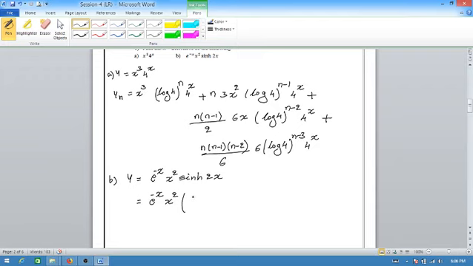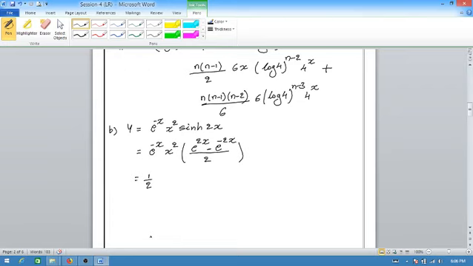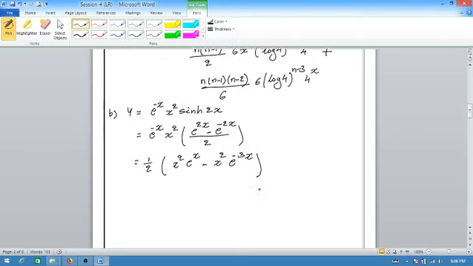Sine hyperbolic x formula is e to the power of 2x minus e to the power of minus 2x divided by 2. Now multiply these two. So 1 by 2 you take common. So x square e to the power of minus x, e to the power of 2x is e to the power of x, right? 2x minus x is x, minus e to the power of minus 2 x square into e to the power of minus x, e to the power of minus 2x is e to the power of minus 3x. Now apply the nth derivative.